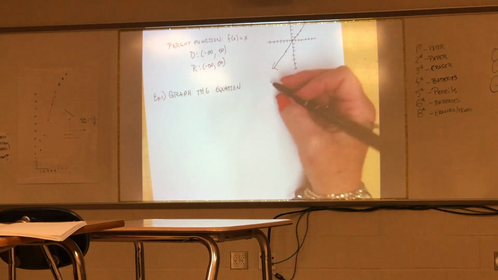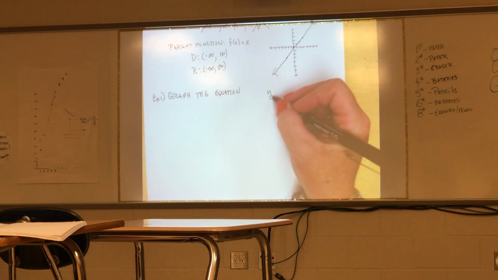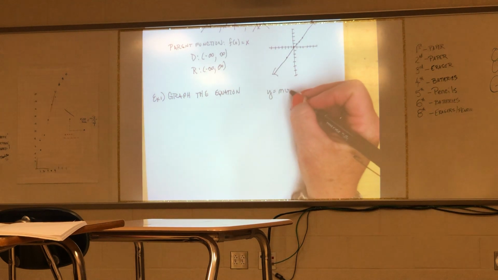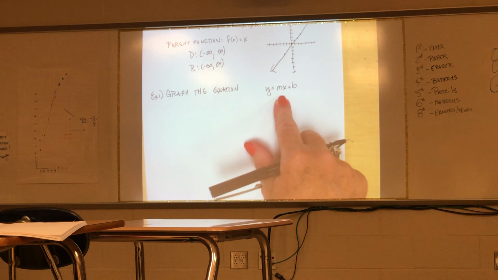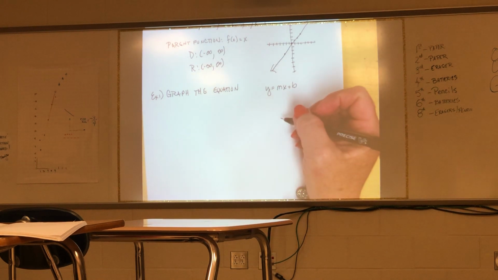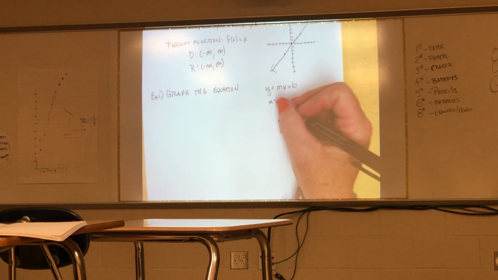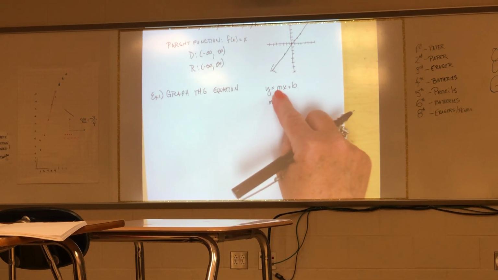Graph the equation. Now, most of you like for your equation to look like this: y is equal to mx plus b. This is called slope-intercept form. Sometimes when I ask for the slope formula, this is what y'all give me. This is not a slope formula, but it is slope-intercept form, and it tells you what the slope is. So m is equal to the number in front of and multiplied by x.